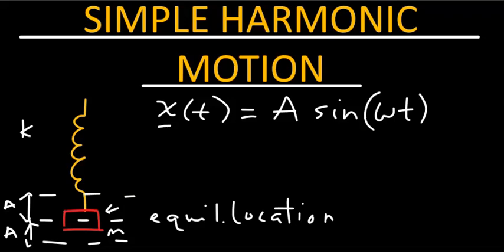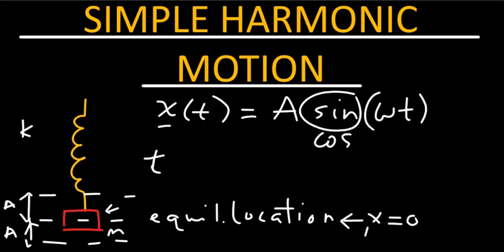Can we describe x in terms of cosine? The answer is yes. So which one do we use? The answer is, it depends on when we start timing the oscillation. If we start timing the oscillation when the object is exactly at the equilibrium location, namely its coordinate is taken to be 0, then the sine function would work, because when t is 0, x is 0. And the only way for that to happen is through the sine function.